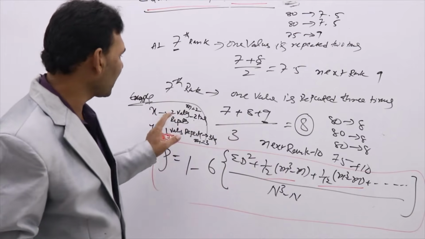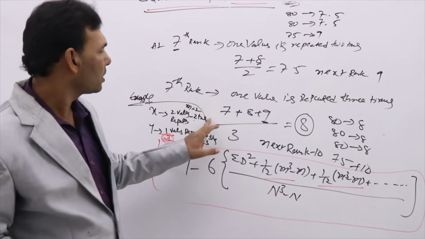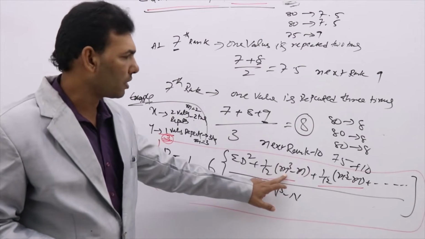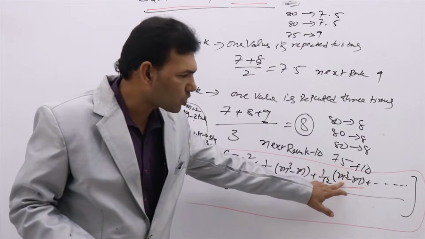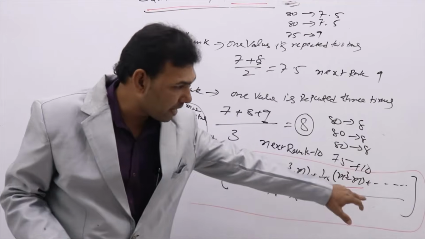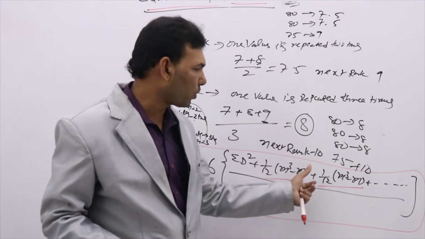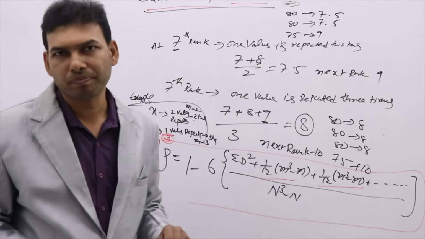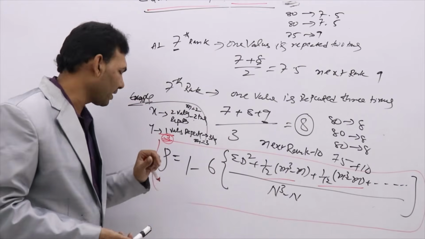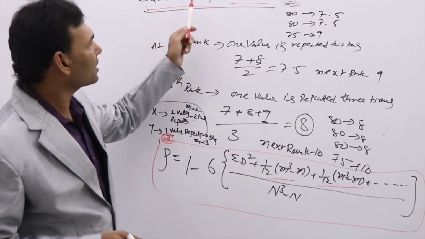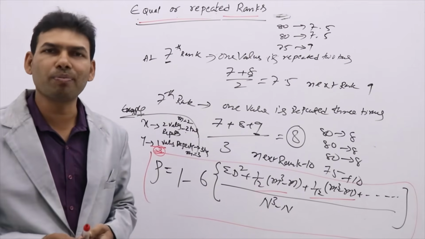If one value is repeated 2 times, you can take m value as 2. But here, in x, 2 values are repeated 2 times, so m is 2 in one term and again m is 2 in another term. In the next term, take m as 3, because 3 values are repeated. You will write 1 by 12 into m cube minus m 3 times. Are you clear? Like that we can calculate the rank correlation coefficient when equal ranks or repeated ranks occur in the problem.